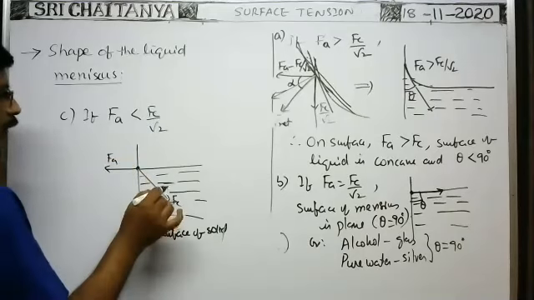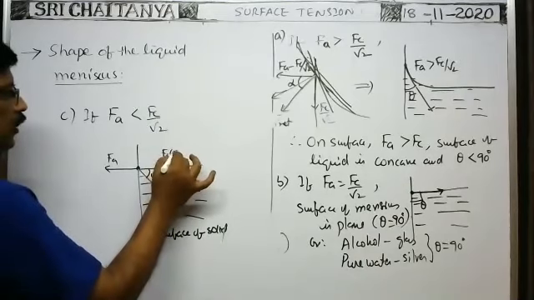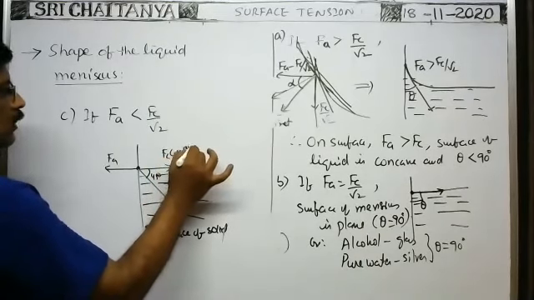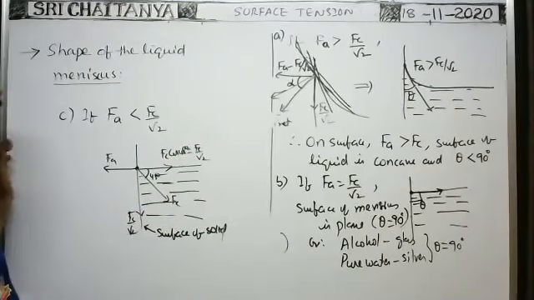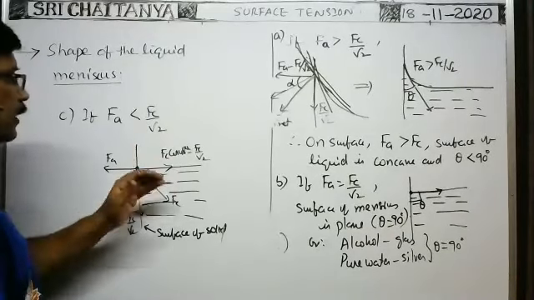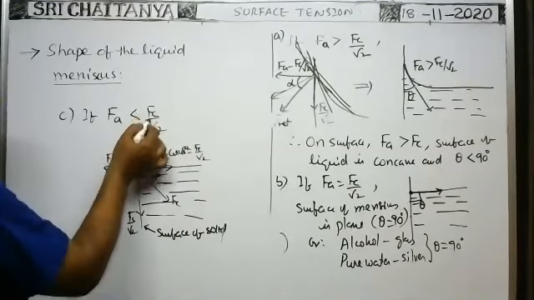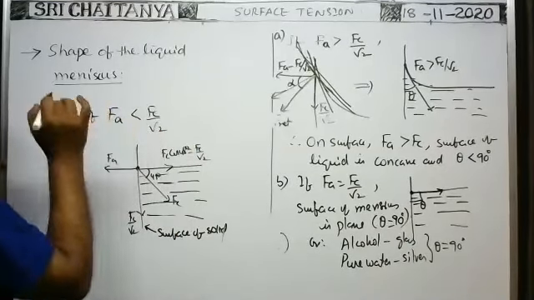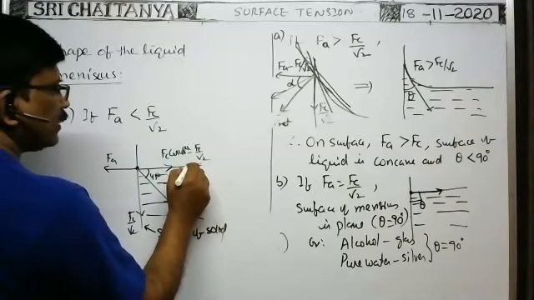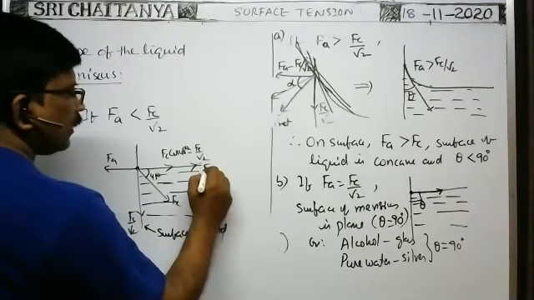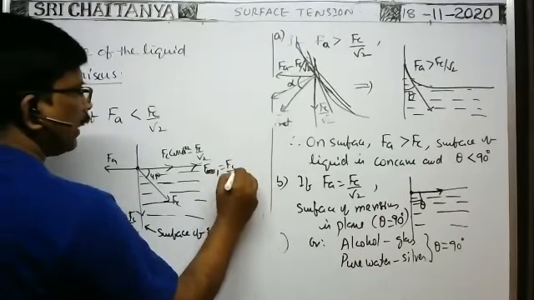When you resolve the adhesive force, it makes an angle of 45 degrees. So in this direction, Fc cos 45, which is equal to Fc by root 2. Here also Fc by root 2 is there. Now Fa is less than Fc, that means the coercive forces on the surface of the liquid are stronger than the adhesive force. In such a case, the net force along the surface of the liquid is F1 equal to Fc by root 2 minus Fa.